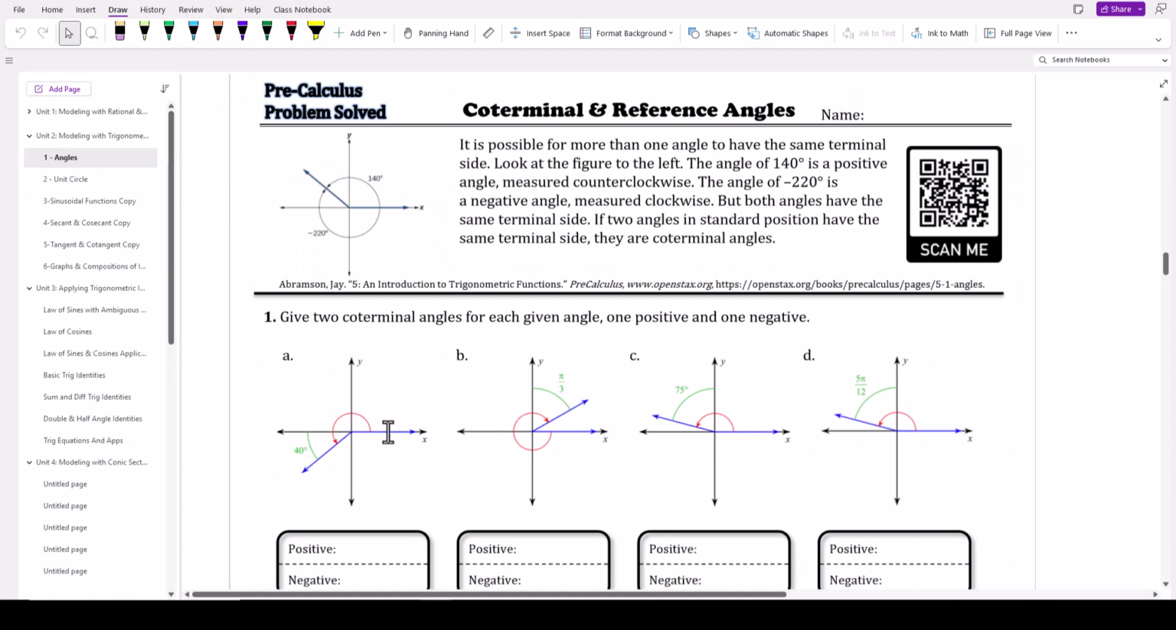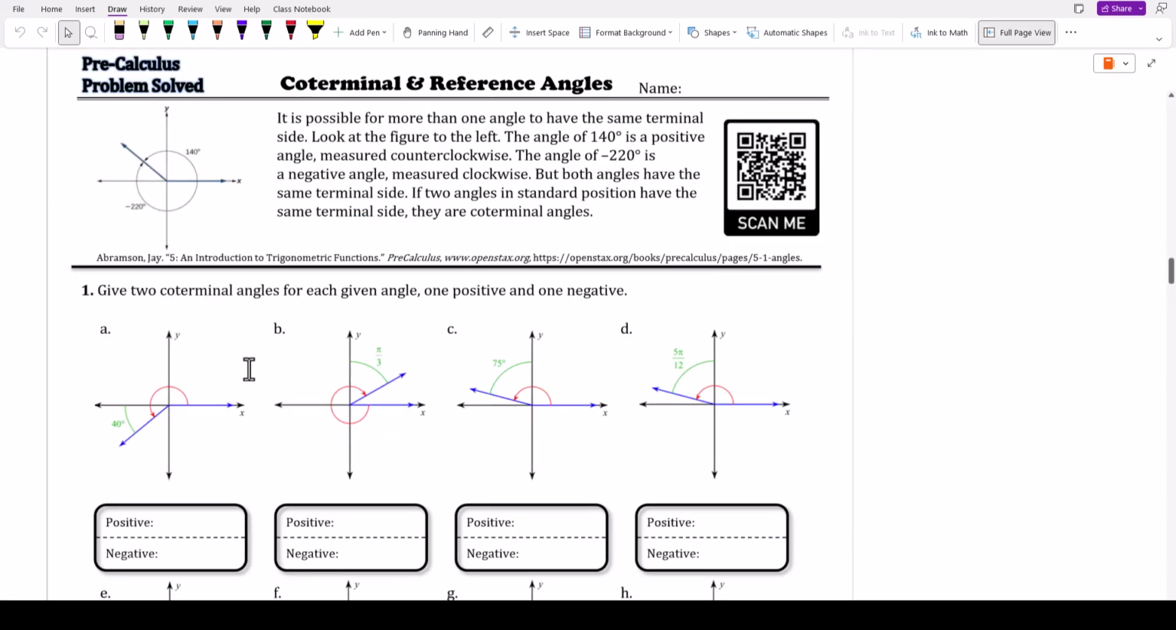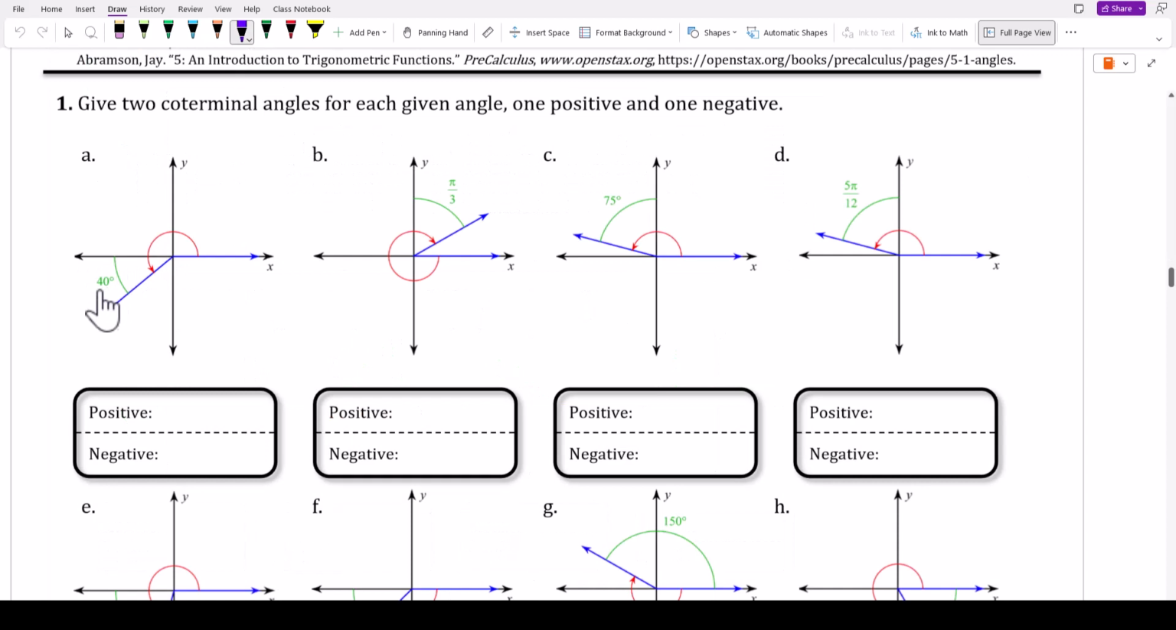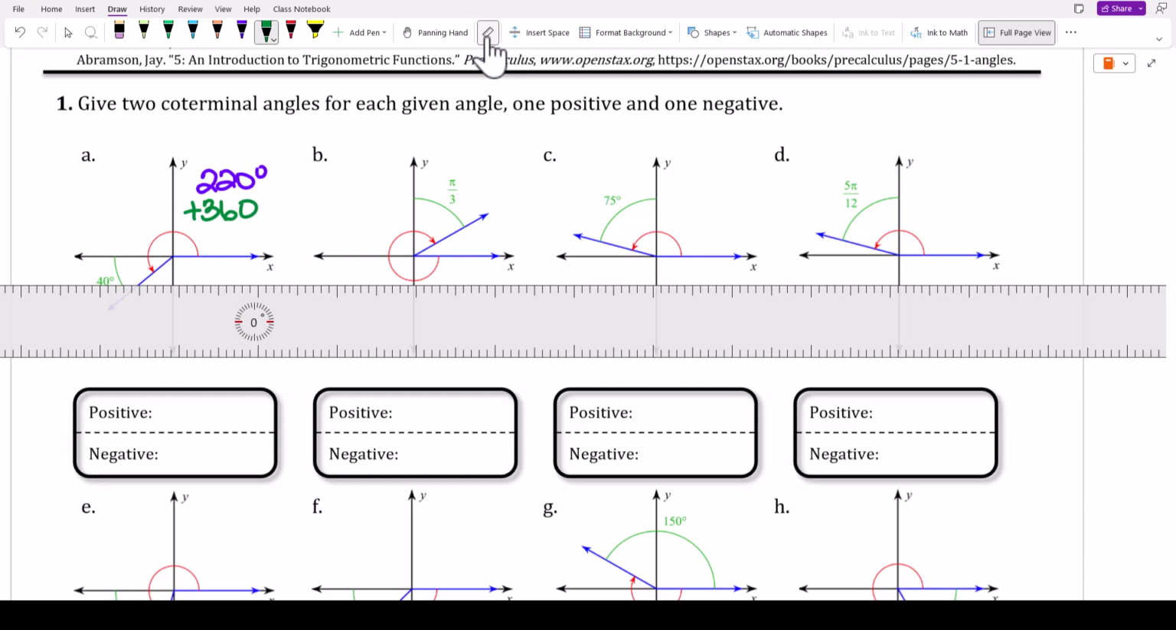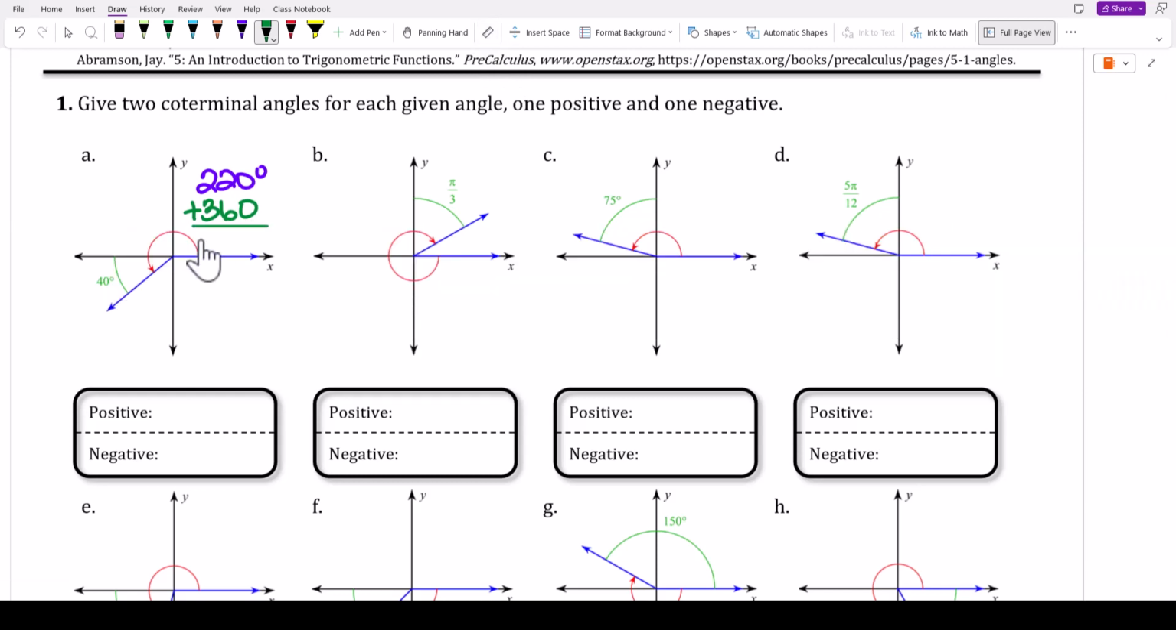Now, since we know that, let's look at these examples, and they want us to list a positive and a negative coterminal angle. Now, just like before, the measure of this angle is not 40 degrees. 40 degrees is a reference angle. It's how far the terminal side is from the x-axis. So here I went 180 plus 40, so I know that this angle is 220 degrees. Now, I want a positive coterminal angle and I want a negative coterminal angle. So the easiest way to get the positive is just add 360. Here, I will add 360 to 220, and that's going to give me 580. So here I have positive 580 degrees.